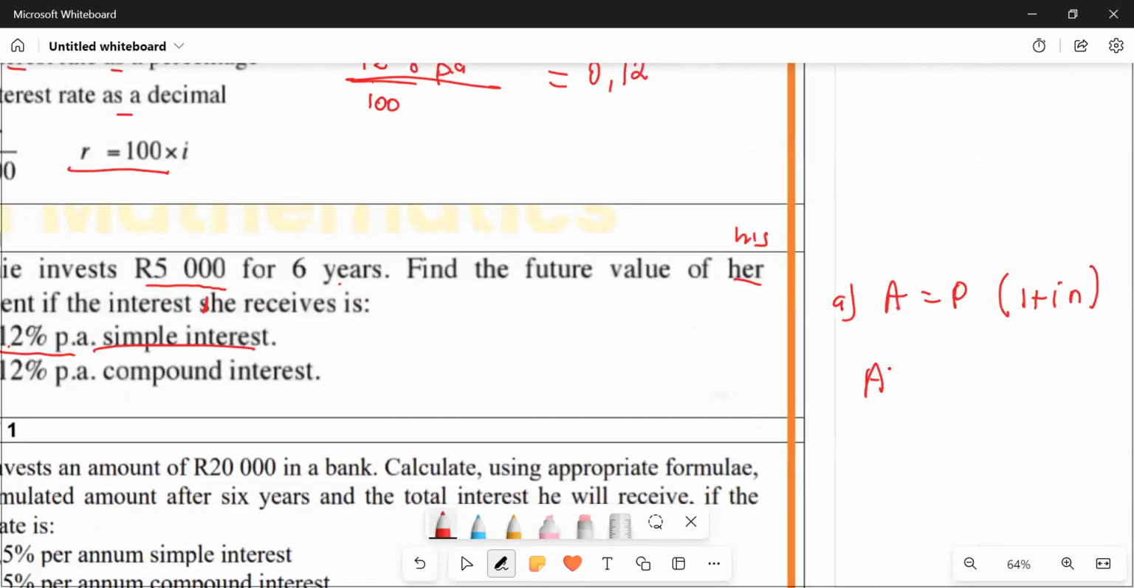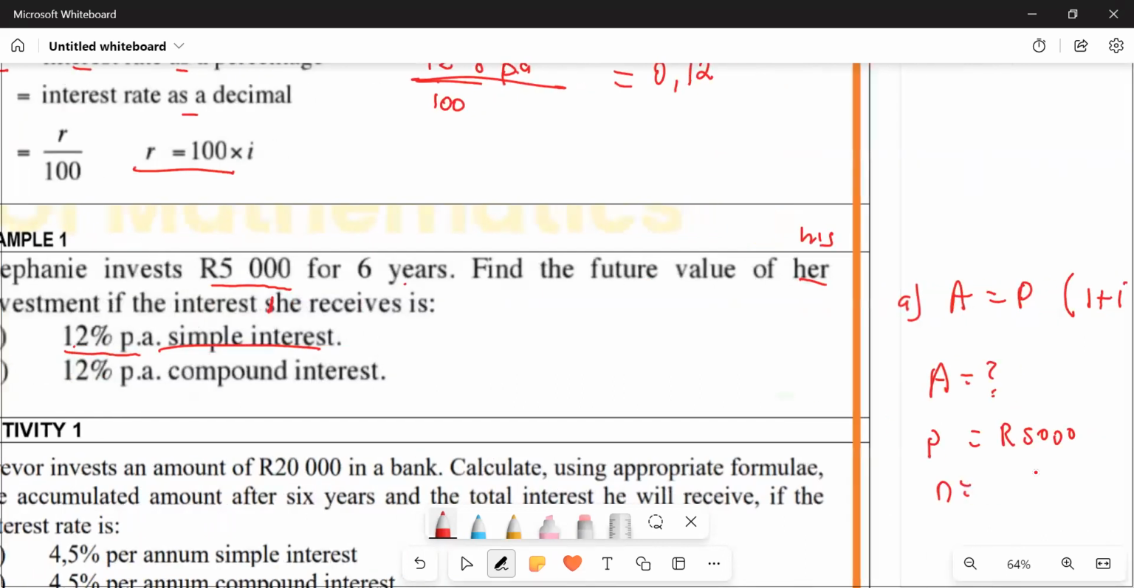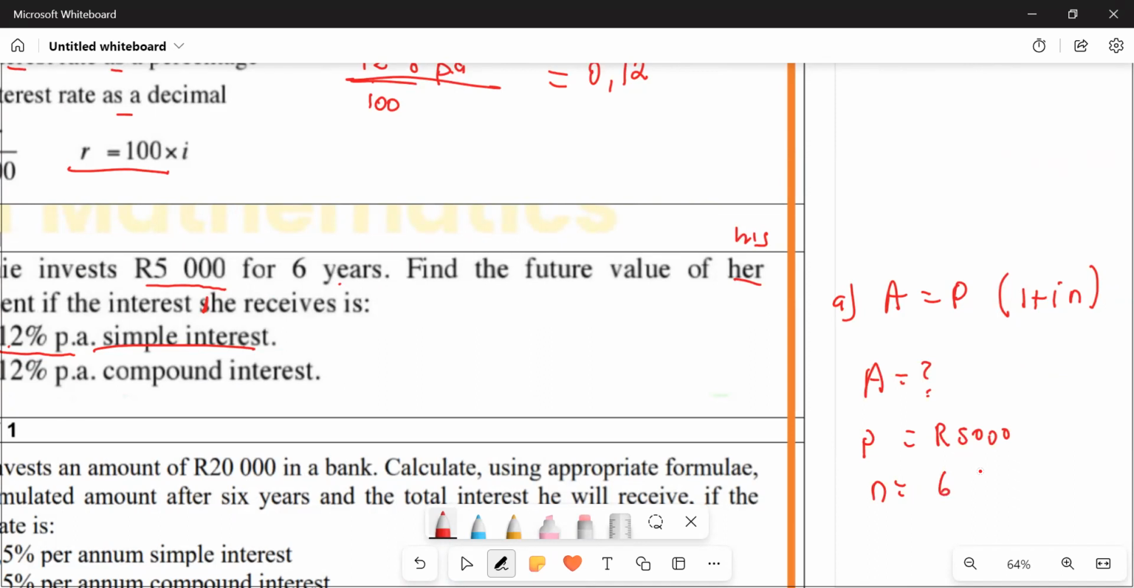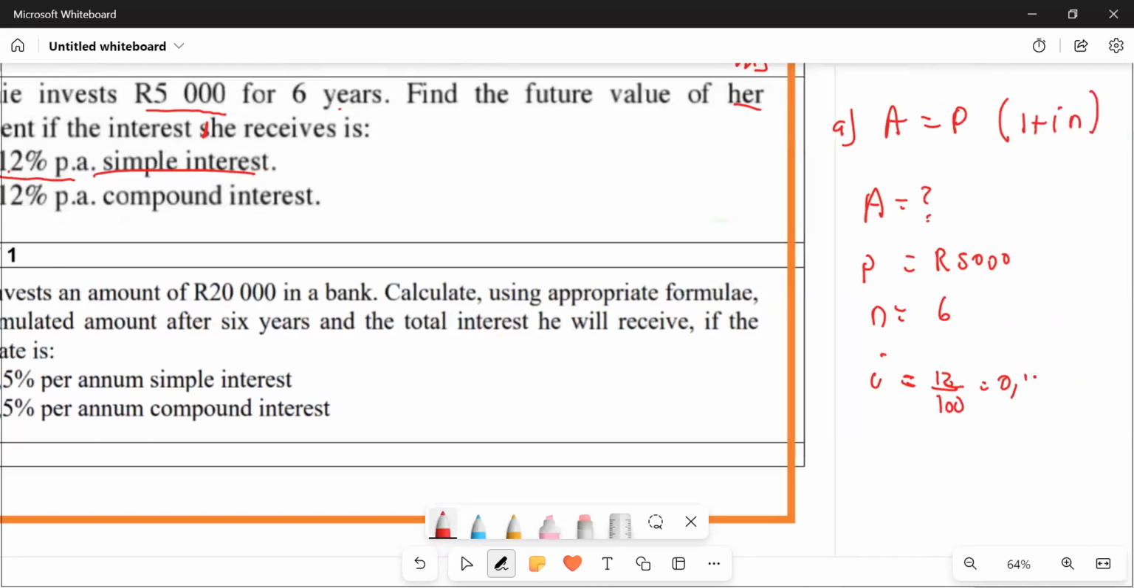A, do we know what is A? We don't know what is going to be the future value, so we'll put a question mark here. Present value, do we know what is the present value? The money that we are investing today. How much are we investing today? We're investing 5,000. And then for how many years? It's N again. It's going to be 6. And then I, which is supposed to be in decimals again. So what is going to be I? It's 12 divided by 100 again, and then what you get is 0.12.